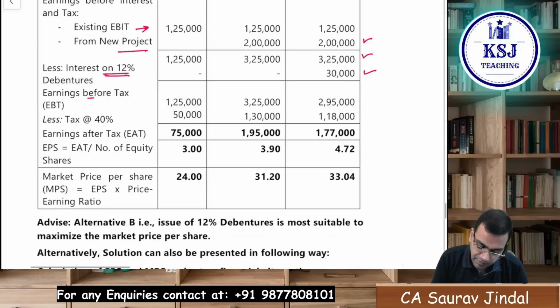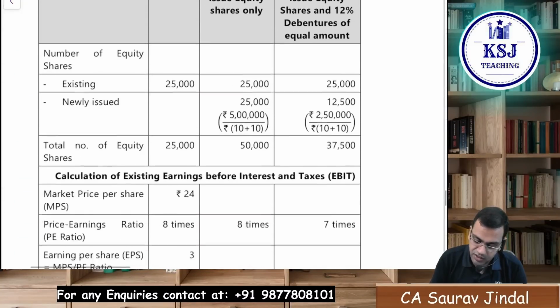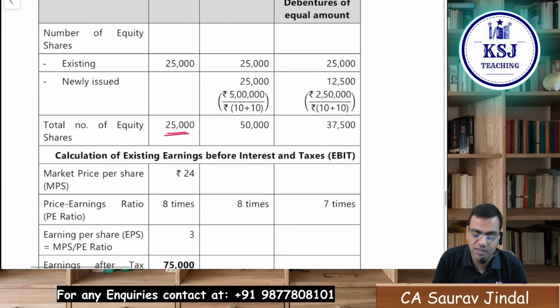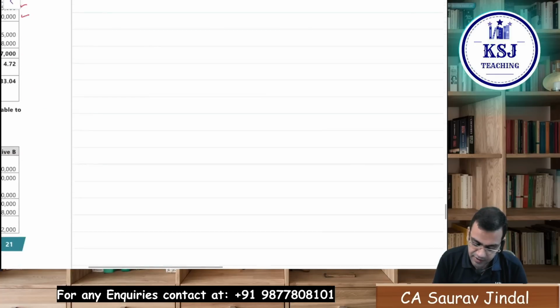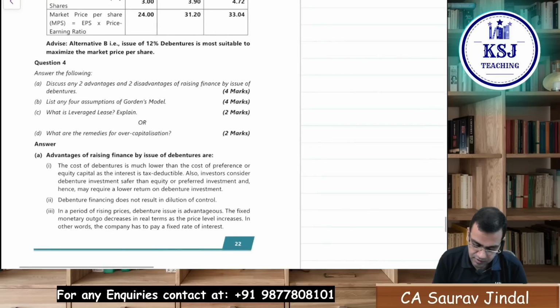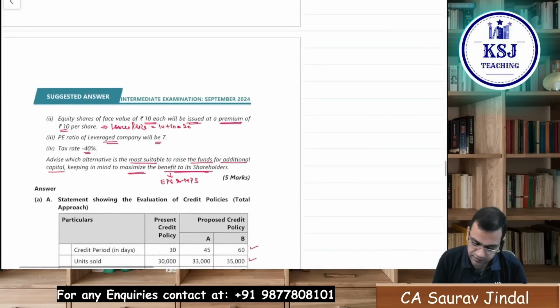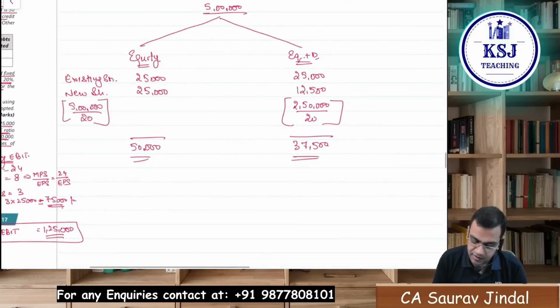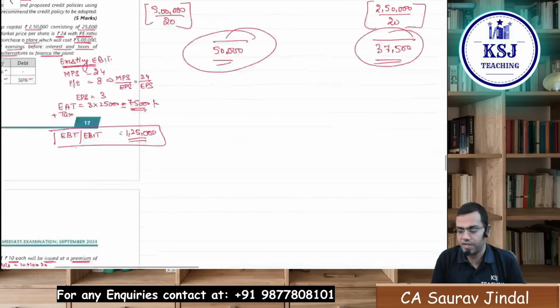Right? So you will get EBT less tax. You will get EAT. Then divided by number of equity shares. Number of equity shares we have already calculated, sir. 25,000 existing, 50,000 under the A plan, 37,500 under the new plan. I have given you this. Where is it? I have already given you the calculation of this. Okay, this part. See here. Total number of shares 50,000 and 37,500. Clear?